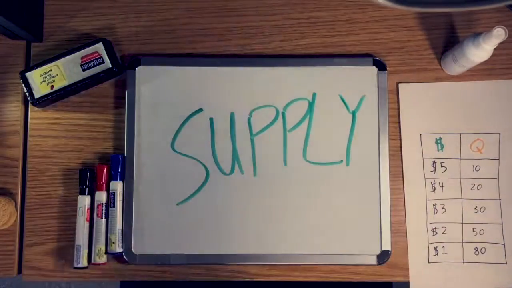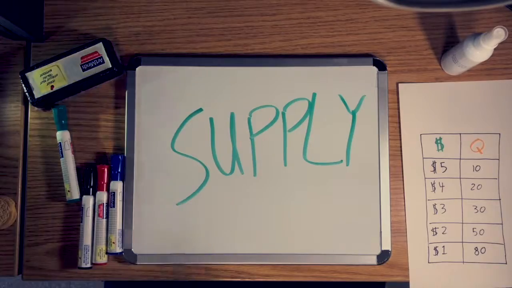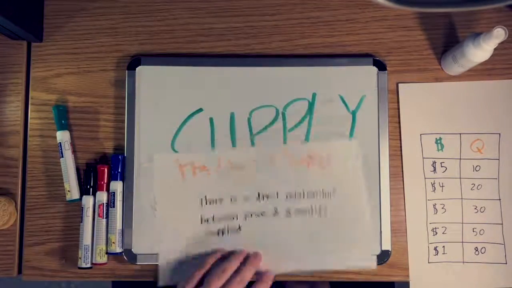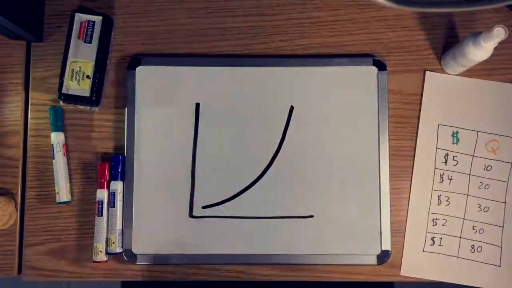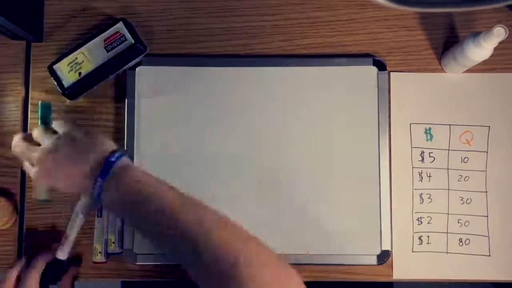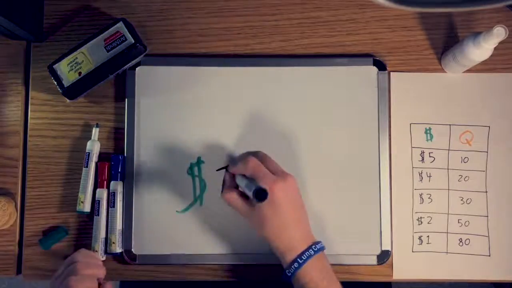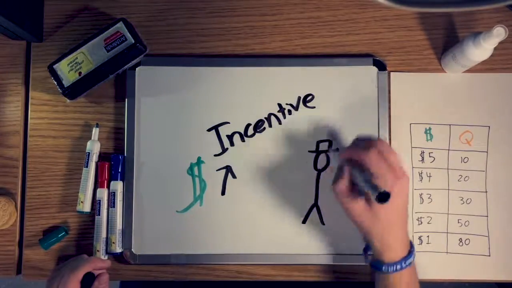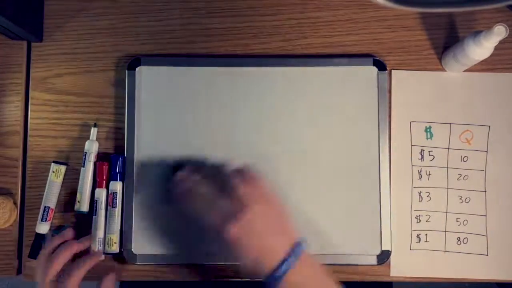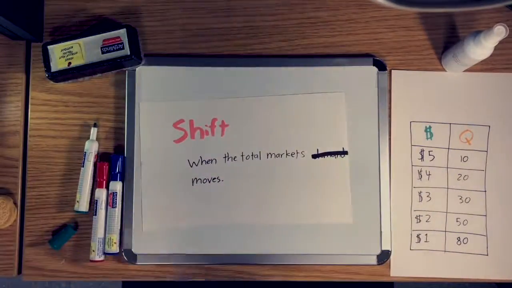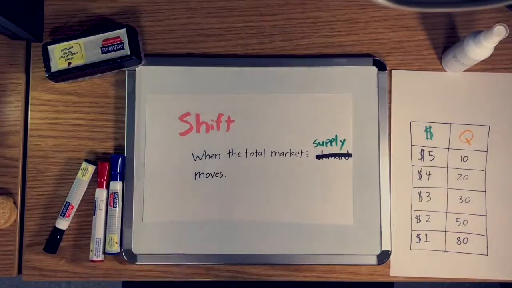Now let's talk about supply. The law of supply says that there is a direct relationship between the price and quantity supplied. This means that when the price goes up, the quantity supplied will also go up. So for example, in dairy farmers, when the price goes up for milk, this creates incentive for these dairy farmers to produce more milk. There are also shifters on the supply curve.